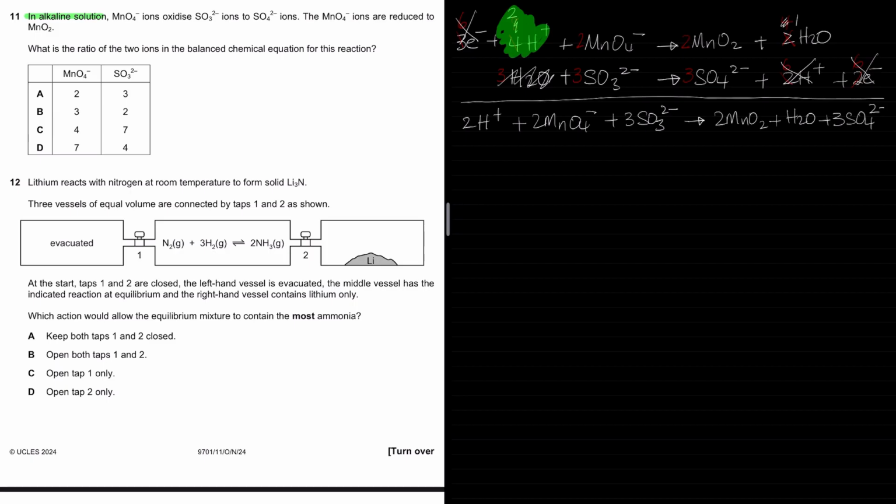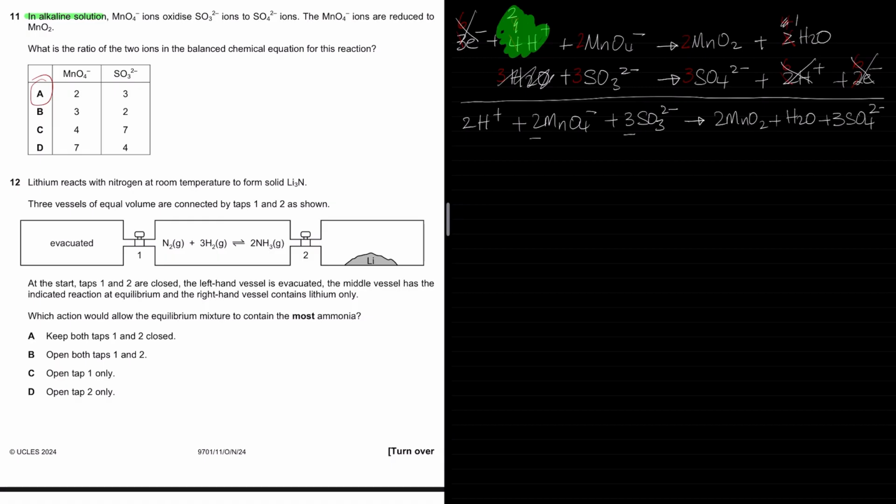Now at this point, we can give our answer. They want to know what is the ratio of MnO4 to SO3 2 minus. It's 2 to 3. So the answer here is A. But we're not done. We can complete this.